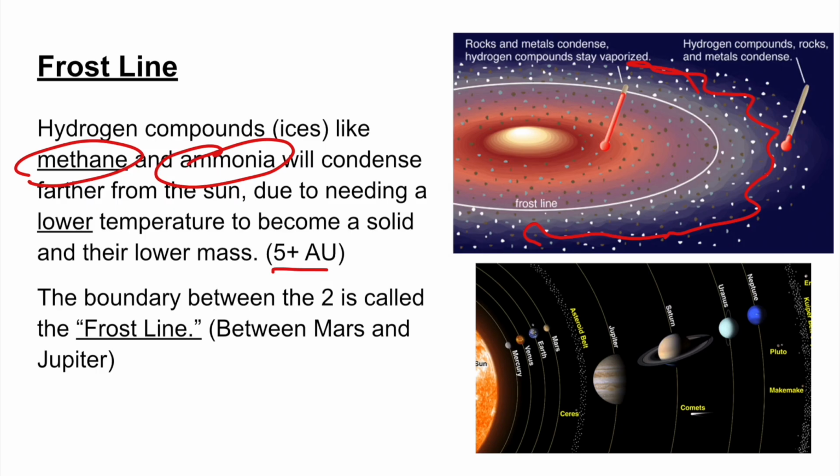This imaginary boundary, kind of like the melting and boiling point of these different elements and compounds, is called the frost line. We can think of it like all the stuff outside of the frost line is going to be frozen, and everything on the inside of the frost line probably isn't going to be frozen, right? It's going to be blasted away or evaporated because it's too hot being that close to the sun.